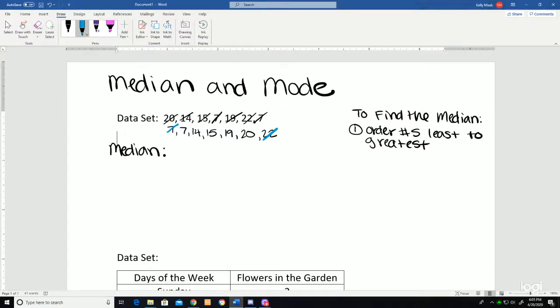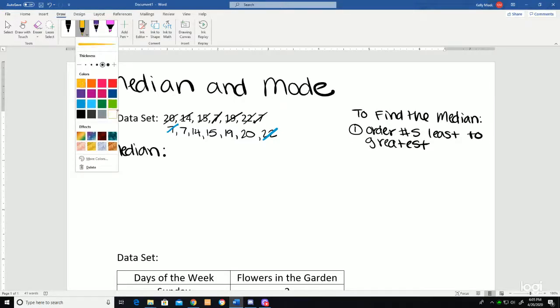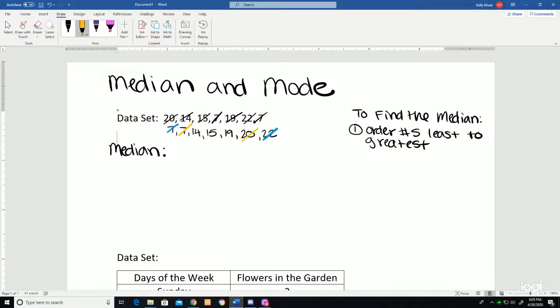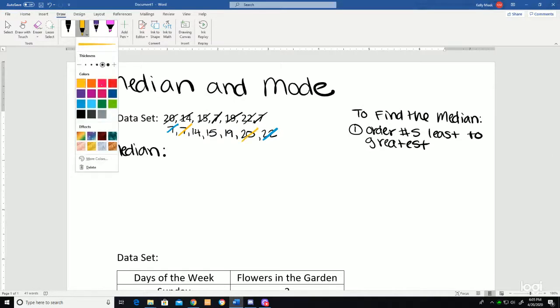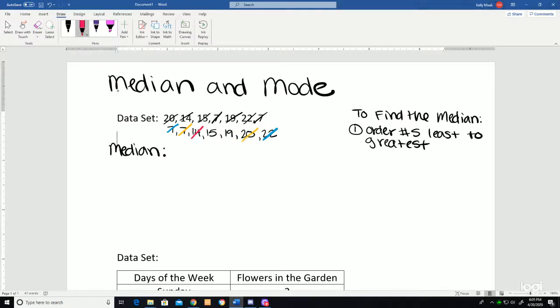Okay, I'm going to do that again. The next least goes and the next greatest goes. I'm going to do that again, the next least, the next greatest, and as you notice, I am left with one number here in the middle. This number is directly in the middle of my data, and so the median is 15. If we did not put the numbers in order from least to greatest, we wouldn't be able to see what number is directly in the middle of that list.